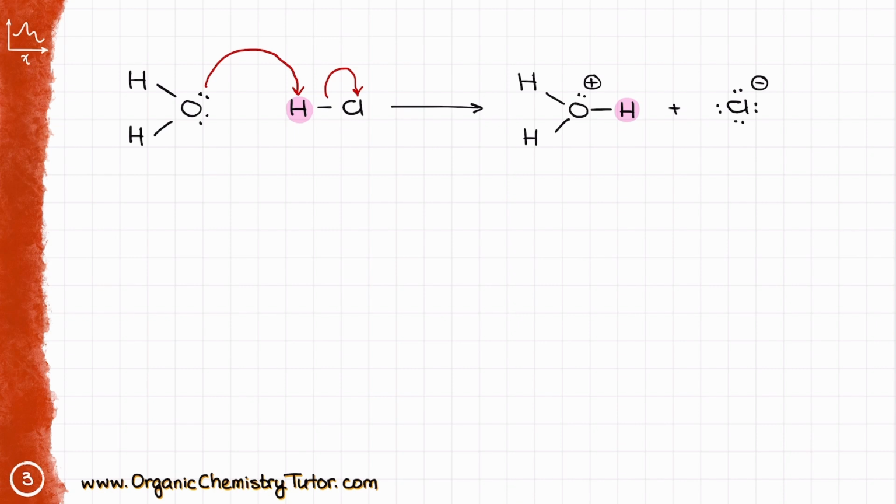Now, chlorine used to have 1, 2, 3 electron pairs on it to begin with. Those 3 electron pairs are still on my chlorine on the right side. However, the bond, which used to be between my hydrogen and chlorine, now is an electron pair on the chlorine atom. Likewise, the electrons which used to be an electron pair on the oxygen are now going to be a bond between oxygen and hydrogen.